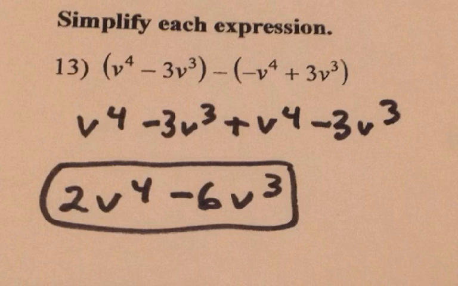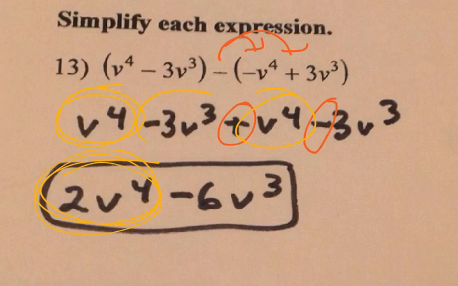Number 13. The thing I want you to remember, guys, is whenever you have a minus right there, you got to distribute that minus. Okay? So minus with a minus makes that plus V4. Minus with that 3 makes minus 3. And so all I'm going to do is simply take V4 and V4, which is 2V4, and minus 3 V3 is minus 6 V3. Pause the video if you need to.